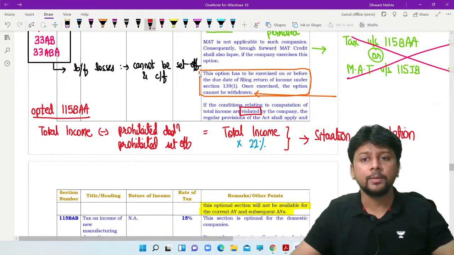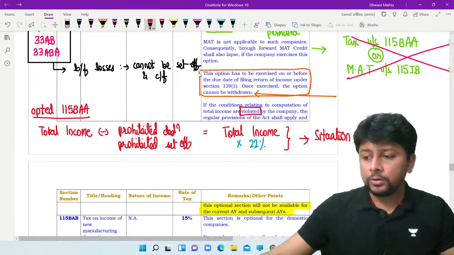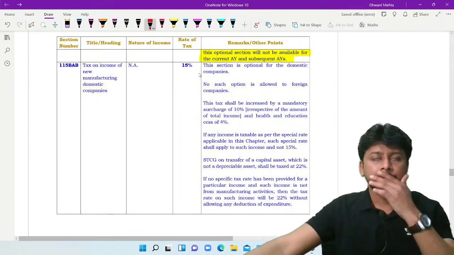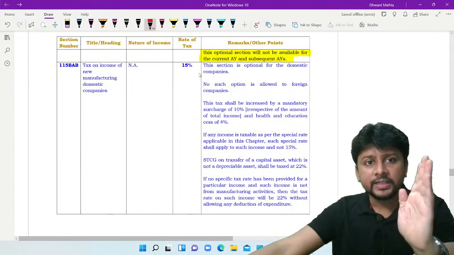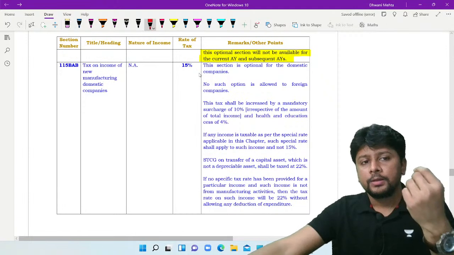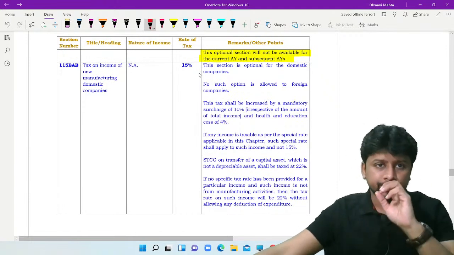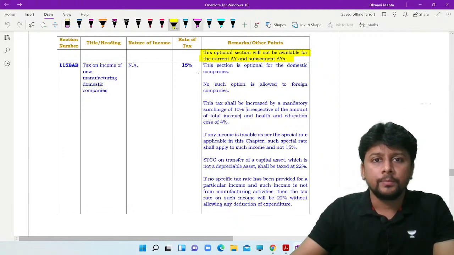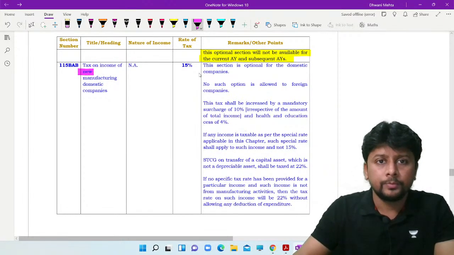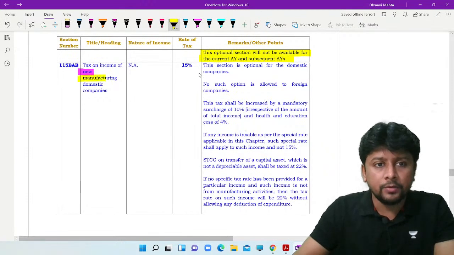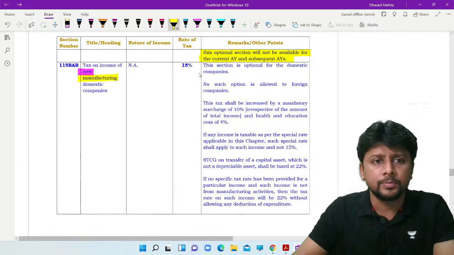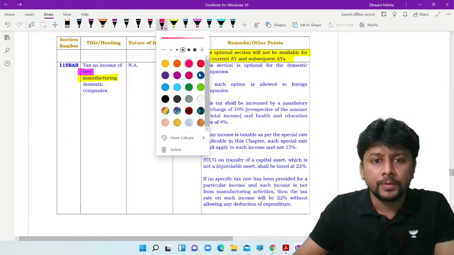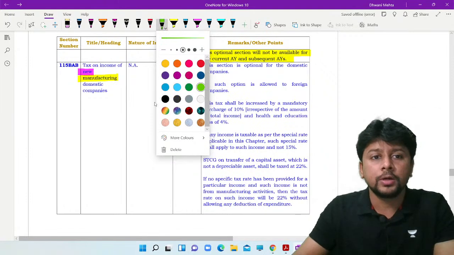This is 115BAA. As I told you, the important thing, the time consuming thing I should say, is 115BAA. Because once this section is clear in your mind, the next section will become very easy to handle. The next section says, we are talking about new manufacturing, and of course we are talking of domestic companies. But then there are two things that I have currently highlighted. Observe, I am talking about new companies.